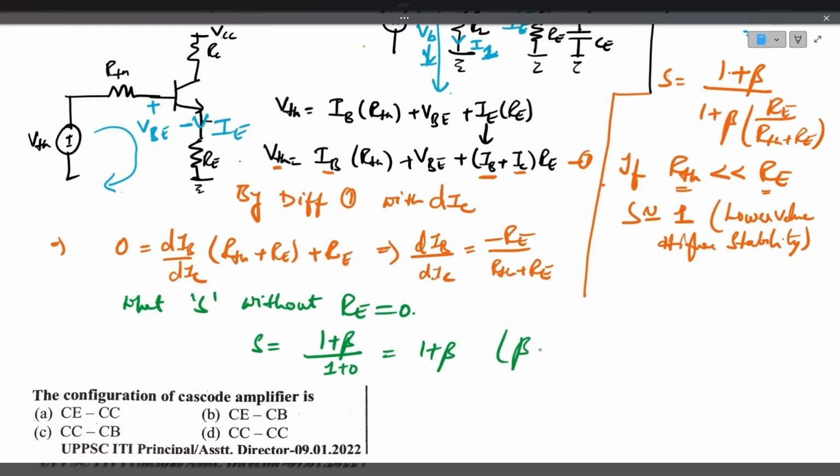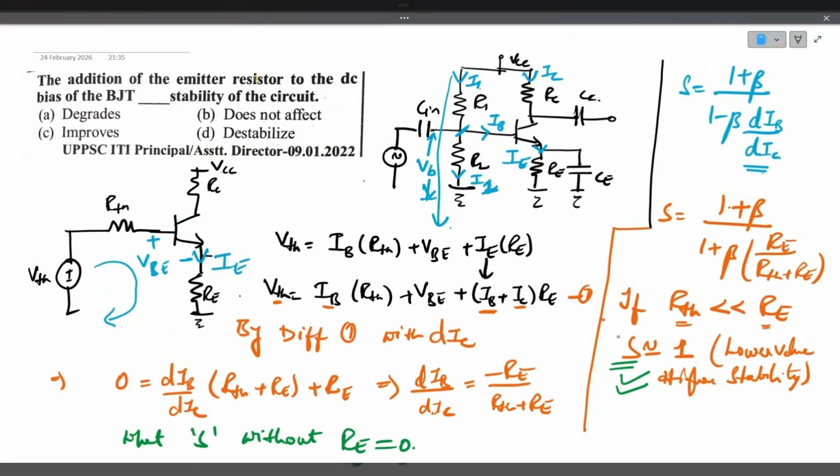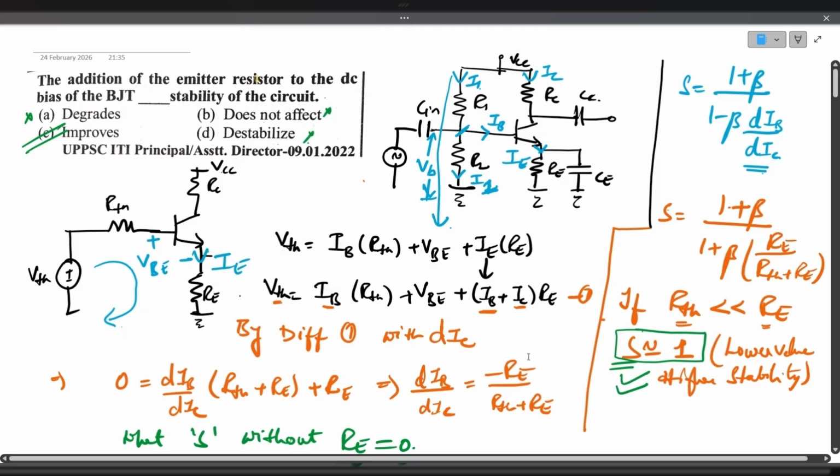Usually beta will be in the range of 700. So the stability factor will be in the range of 600 to 700. So here we are getting stability factor approximated to 1. So which is better? This is better. So by adding emitter resistance, we are trying to attain the stability factor S is equal to 1. So it improves the stability of the circuit. It will not degrade. It does not affect is also wrong. It will affect destability, that also is false. It improves the stability of the circuit.